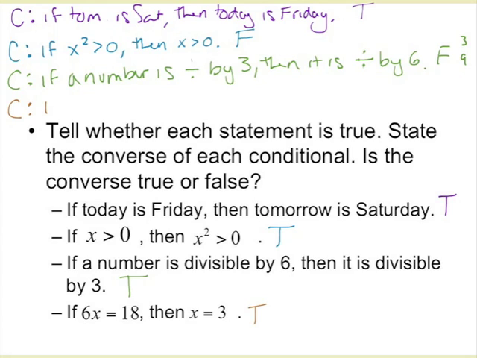I turn it around, I get if x equals 3, then 6x equals 18. That's a true statement as well, because 6 times 3 has to be 18. It can't be anything else. That's the only thing it can be. So that is also a true statement. Questions on that? How to decide if it's true or false, or how to write a converse?